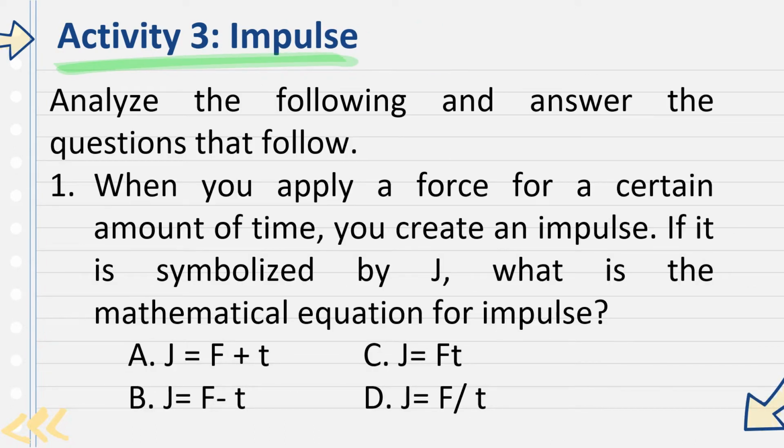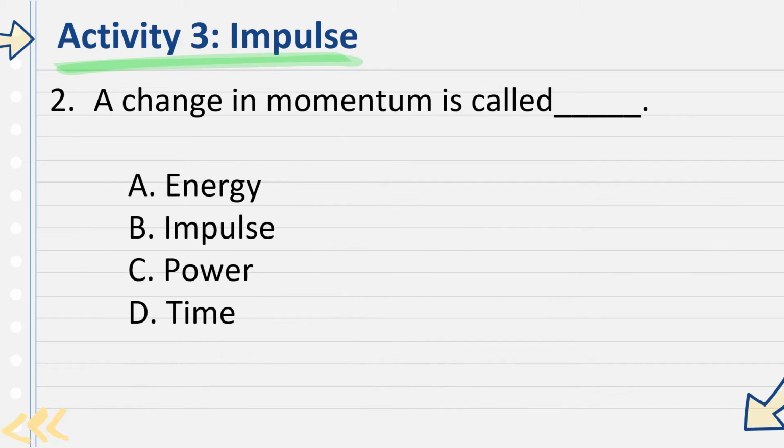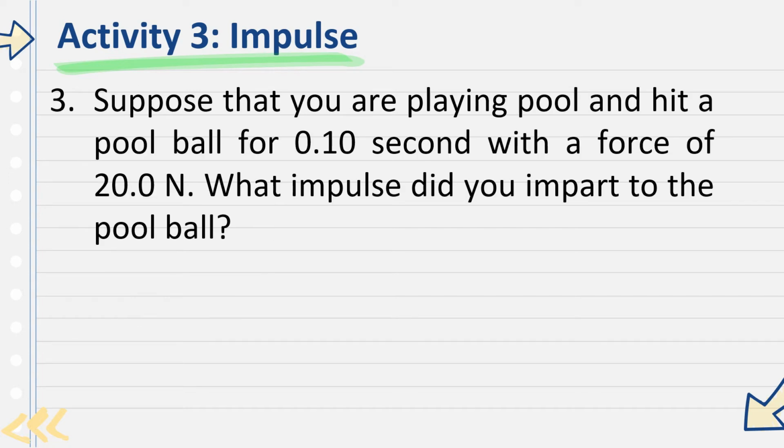Activity 3. Impulse. Analyze the following and answer the questions that follow. 1. When you apply a force for a certain amount of time, you create an impulse. If it is symbolized by uppercase J, what is the mathematical equation for impulse? 2. A change in momentum is called blank. 3. Suppose that you are playing pool and hit a pool ball for 0.10 seconds with a force of 20 newtons. What impulse did you impart to the pool ball?